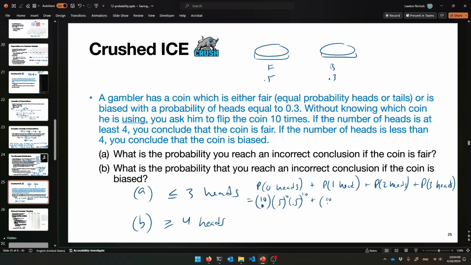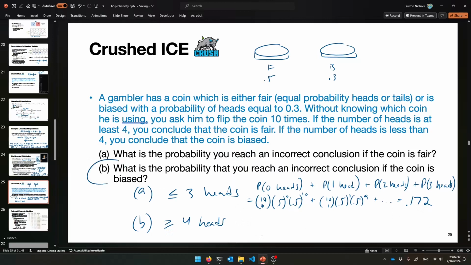And this is 10 choose 1, right? I see 1 head from the fair coin. So that's 0.5 times 1 for that many heads. And so I must have seen 9 tails, right? And if you add all these up, all the way up to 3, the answer is about 0.172. All right, so that's a little over 17% chance you were fooled by the fair coin. It was fair, but it really did give you less than or equal to 3 heads. And that is possible. It's just unlikely.